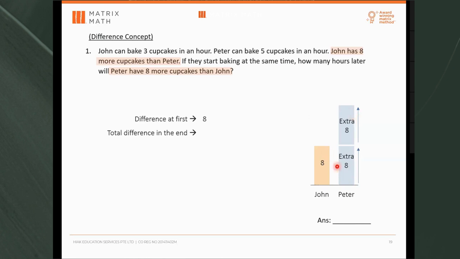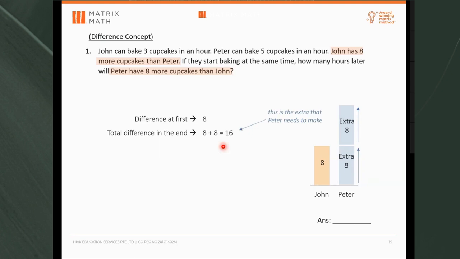That is what we call the total difference. The first 8 is to catch up, to be the same as John. And then the next 8 is to be 8 more than John. So the extra that Peter has to make is 16. Again, I'm not saying that Peter has to make 16, but he has to make 16 extra.